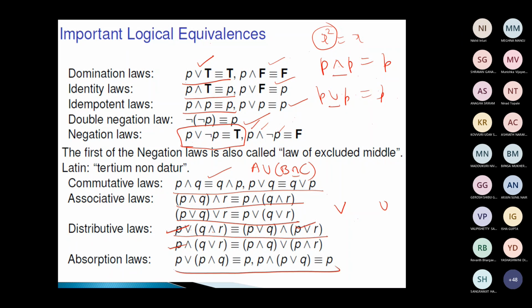This is very important. Absorption law. This law is very important. Absorption law. Sometimes we use this particular law also. Absorption law looks like this: A union, A intersection B. What is A union, A intersection B? A intersection B is something which is common to A and B. That is always smaller than A. So A union of that is the bigger set. A is bigger than A intersection B, so we'll get A. Similarly, A intersection, A union B.